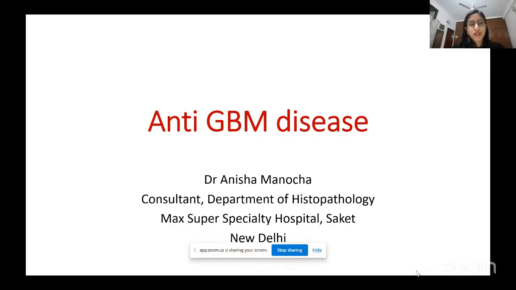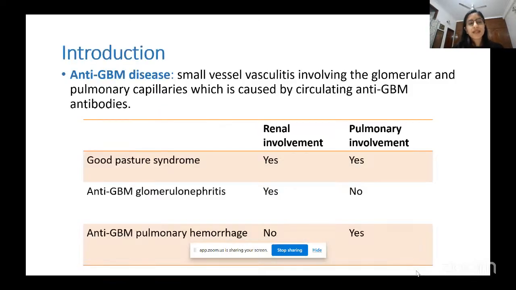My topic for today is anti-GBM disease, and I'll start with what anti-GBM disease is. It's nothing but a small vessel vasculitis which is caused by circulating anti-GBM antibodies. And depending on whether there is kidney involvement or lung involvement, it includes three entities. First is Goodpasture syndrome, where both are involved. Second is anti-GBM glomerulonephritis, where only the kidney is involved. And third is anti-GBM pulmonary hemorrhage, where the lung is involved.